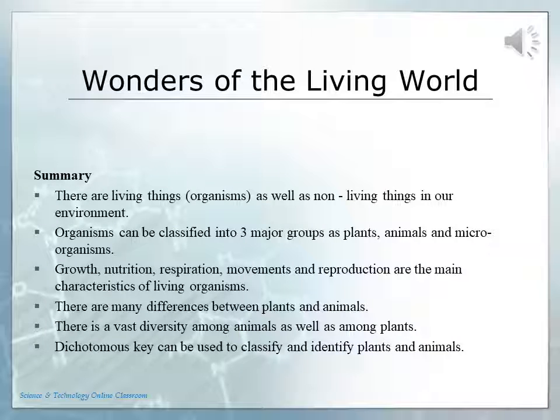Summary. There are living things, organisms, as well as non-living things in our environment. Organisms can be classified into three major groups as plants, animals and microorganisms. Growth, nutrition, respiration, movements and reproduction are the main characteristics of living organisms. There are many differences between plants and animals. There is a vast diversity among animals as well as among plants. Dichotomous key can be used to classify and identify plants and animals.